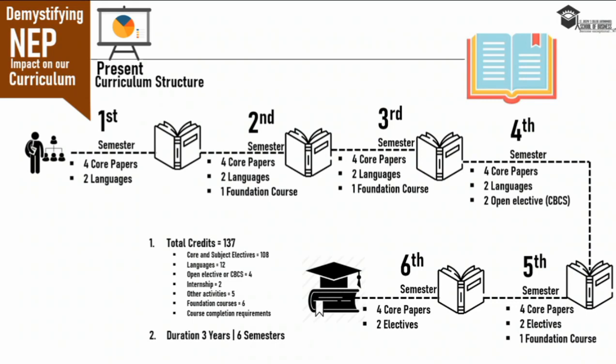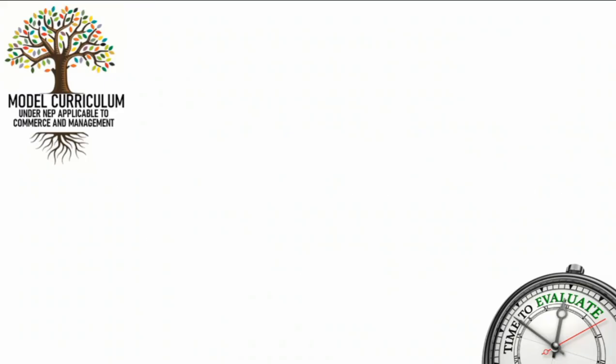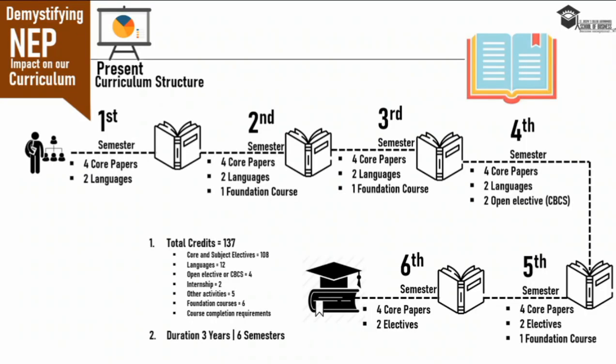Before understanding the structure, there are certain components which you have to get familiar with. Under NEP, all these subjects, the so-called core papers, languages, foundations, CBCS, are being restructured and renamed. So in NEP, we have the first component called major discipline core courses. This is the first component. In short, this is called discipline core, DSC.